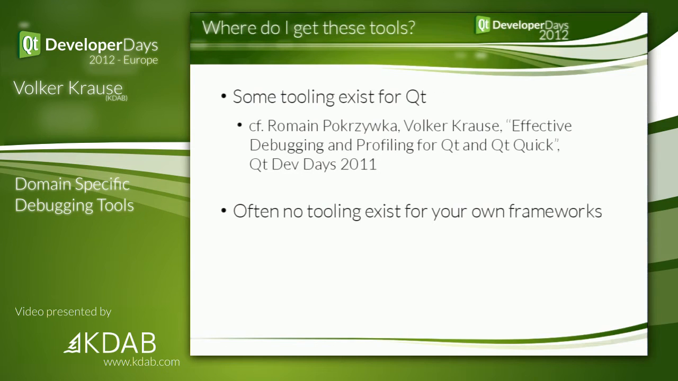So, where do we get those tools? For Qt, there is a large range of tools available. This is what Romain and I talked about at the last Dev Days. The talk is still online, so there you get an overview of what's already available. But I guess most of you have built more or less complex stuff on top of Qt. So you have your own frameworks, your own components that do complex stuff. And very often there is no tooling available for that, because who would have written it? So we have to do it ourselves.